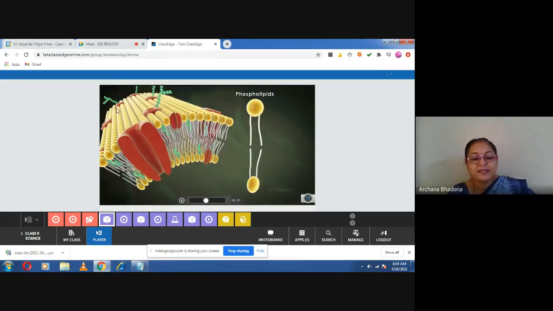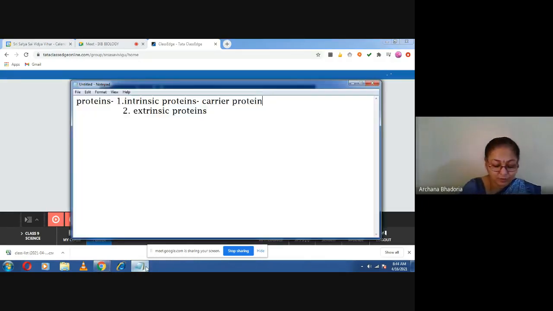Done? So this structure is known as the fluid mosaic model. What is it called, children? You note down. Which structure are you studying of the plasma membrane? Fluid mosaic model of plasma membrane. This is accepted because many explanations have been given for the structure of the plasma membrane, but the most accepted one is the fluid mosaic model.